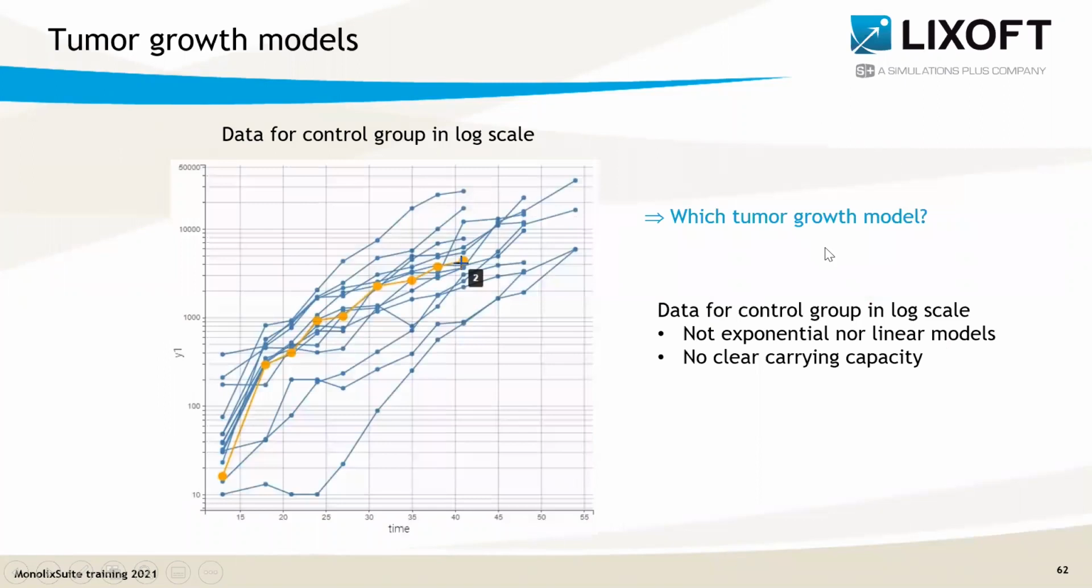So if we have a further look at the data in the different groups, we can focus on the control group first to have a look at the data in log scale to check the shape of the tumor growth. What we can see is that this data seems to not correspond to an exponential or linear model because we can see some inflection in the tumor growth, and we see no clear carrying capacity. So these are properties that can help to identify a good model.